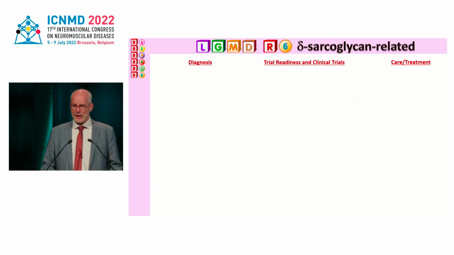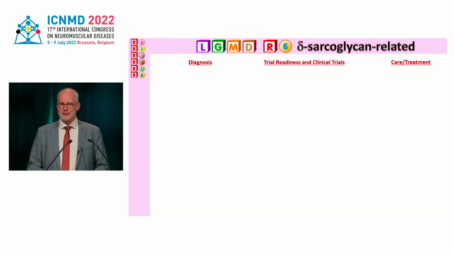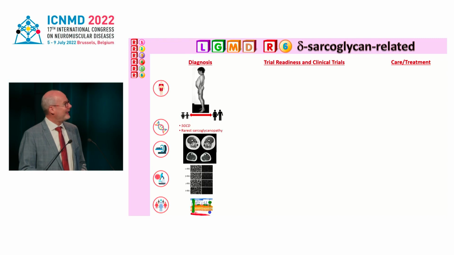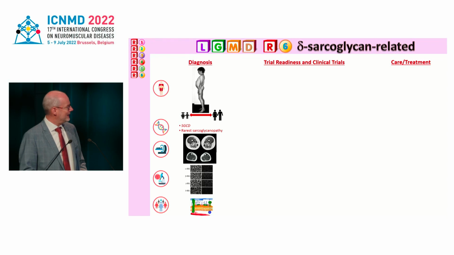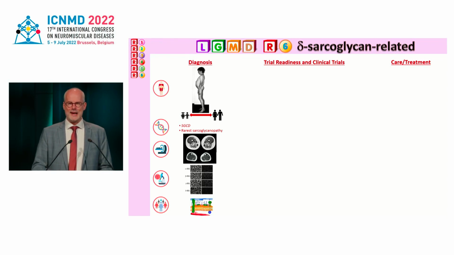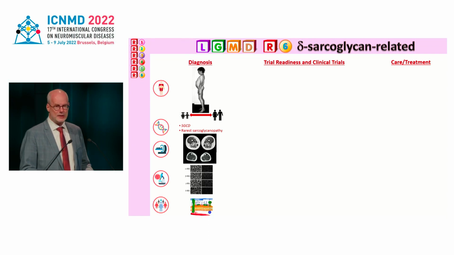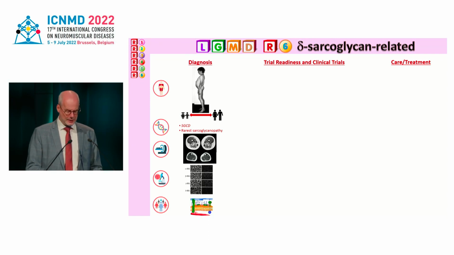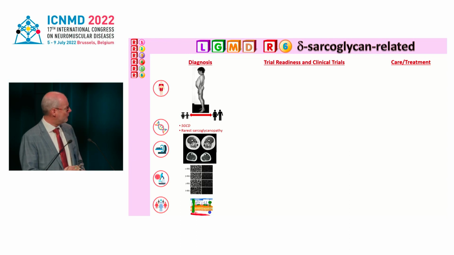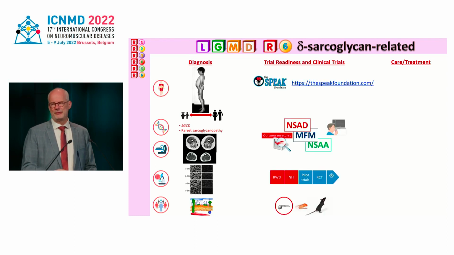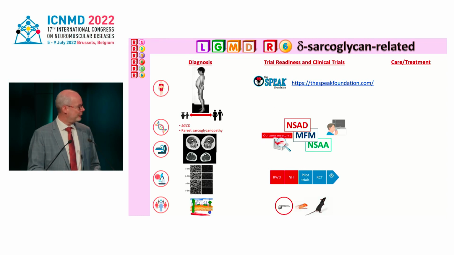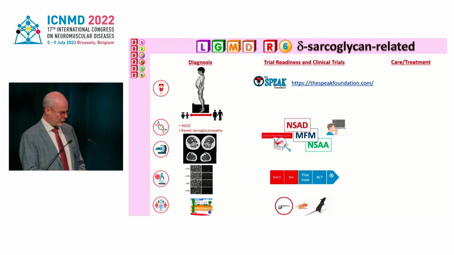The delta-sarcoglycan related LGMD is a bit different. Clinically, it's also very prominent like a sarcoglycanopathy, but what's interesting is that there are a lot fewer patients, and this is throughout the world. So in large exome studies, this was really the rarest sarcoglycanopathy. Clinically, both on MRI and also on muscle biopsies, very similar to the other ones. There's no specific patient organization, probably because it's so rare. There are currently no natural history studies.